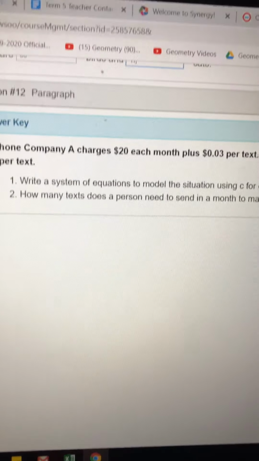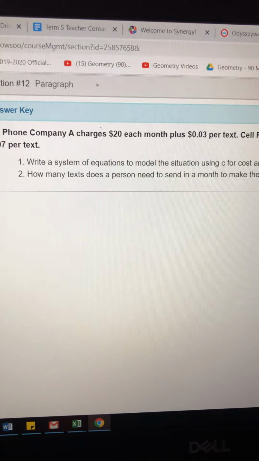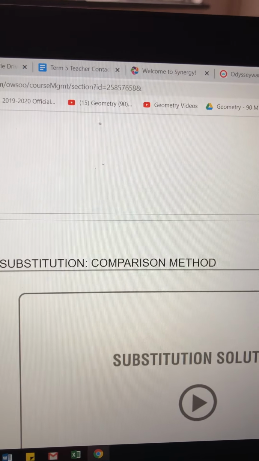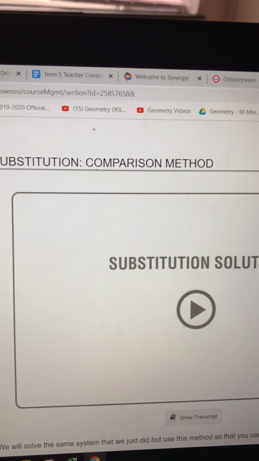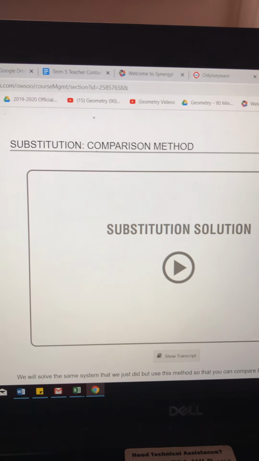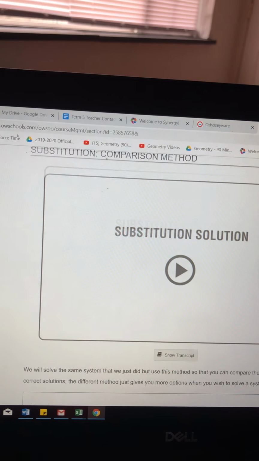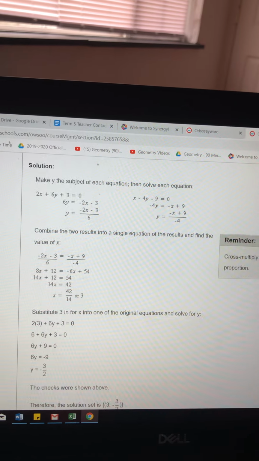This is a word problem for you to type in a paragraph. I'm going to go ahead and allow you guys to skip this problem since this has already been pretty long. From here, there's a video on the comparison method. I encourage you to watch it and look through it.